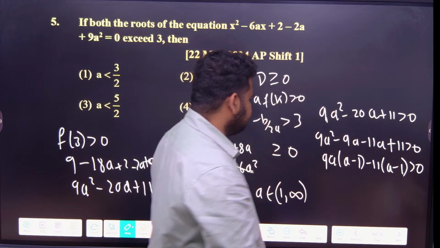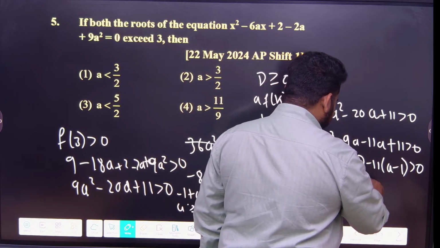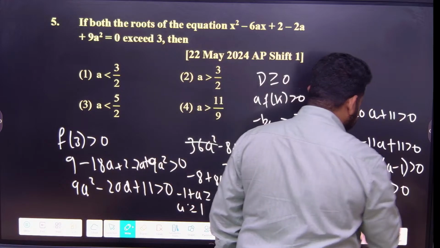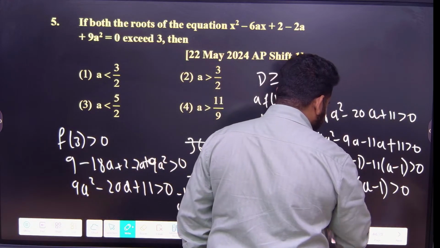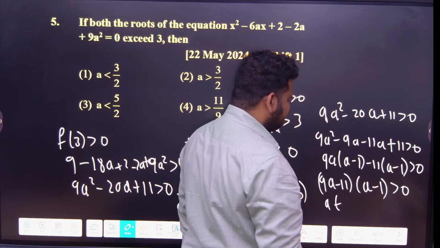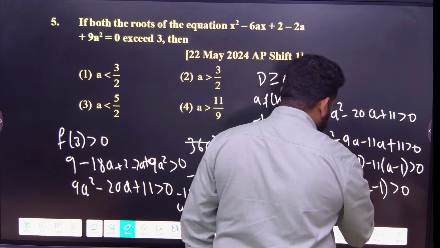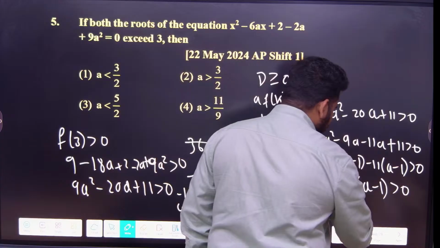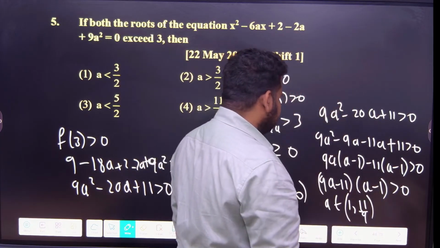So this is what we are getting. So we will get 9a minus 11 and a minus 1 is greater than 0. So we will get what? A belongs to what? 11 by 9 is greater or 1 is greater? 1 is greater. So 1 comma 11 by 9. Correct na? 1 comma 11 by 9.